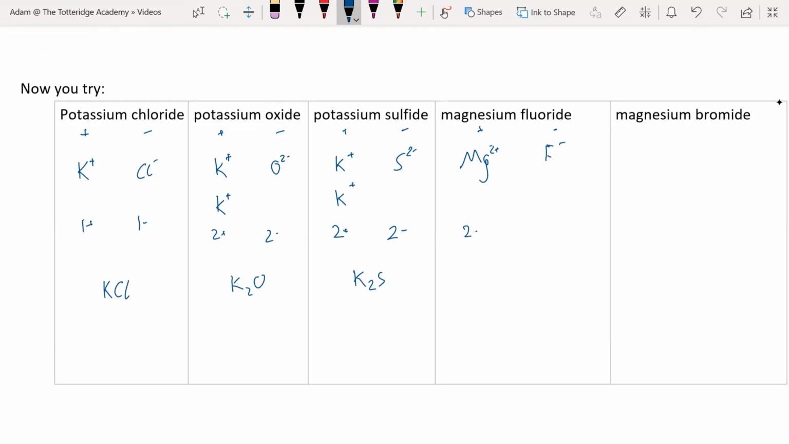So I've now got 2 positives and only 1 negative. So I'm going to need to add another one here, which should give me MgF2.